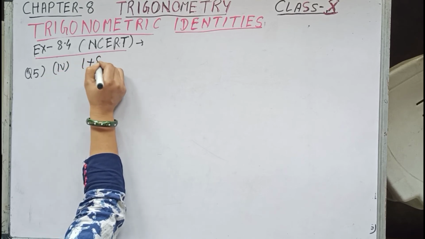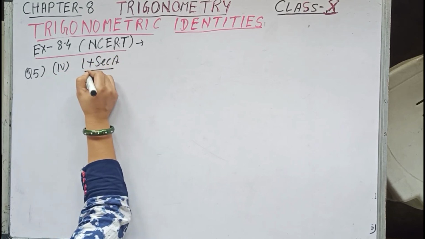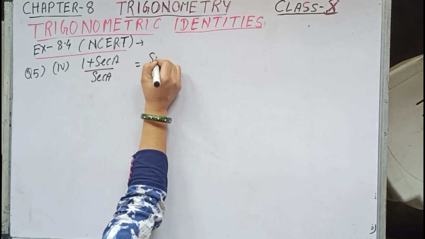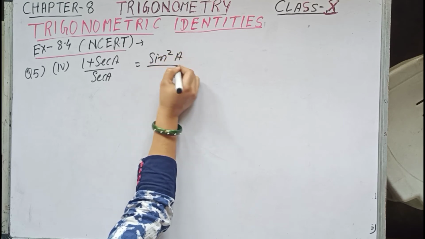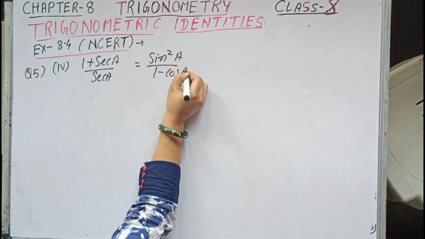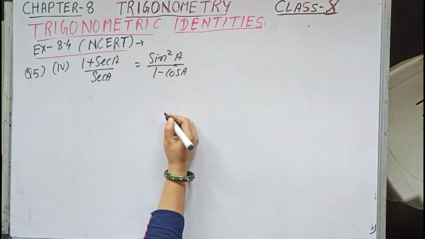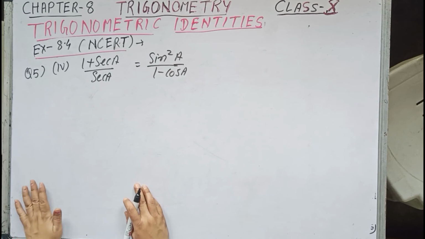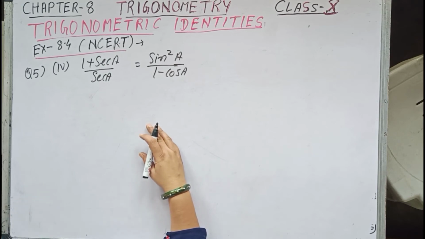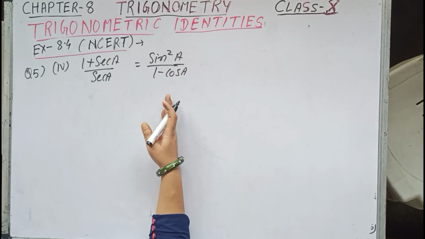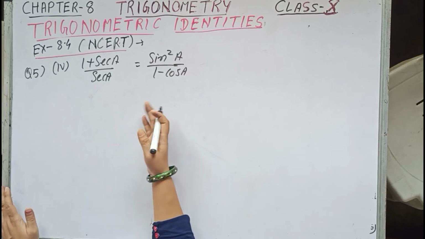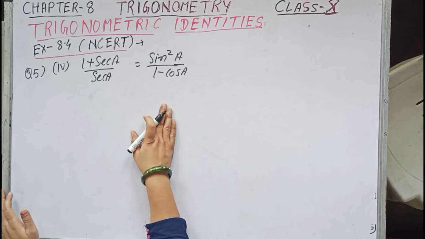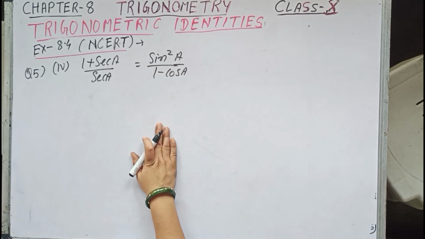So the question is (1 plus sec a) by sec a equals sine square a by (1 minus cos a). And in the hint it is given, children, simplify LHS and RHS separately. Children, it's your wish. The hint is given to help you, but you can proceed with LHS and get RHS, or proceed with RHS to get the LHS, or you can solve LHS and RHS in their simplest form and show that LHS equals RHS, and hence the identity will be proved.